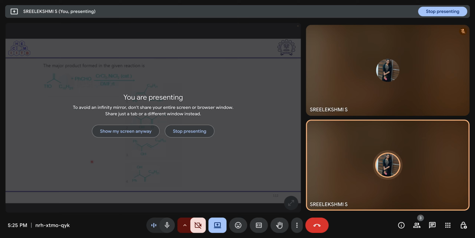Now moving ahead with the next question, the major product formed in the given reaction. So this compound here is OTf and here is C10H21, treated with this benzaldehyde in presence of chromium chloride, nickel chloride catalytic amount, DMF, RT. Which will be the major product in this reaction?